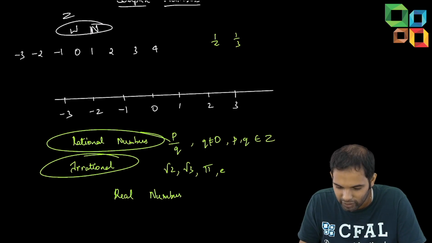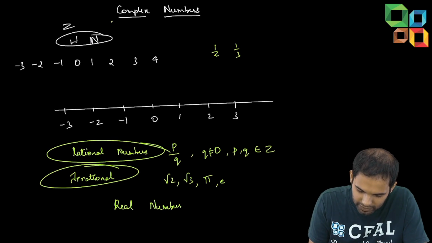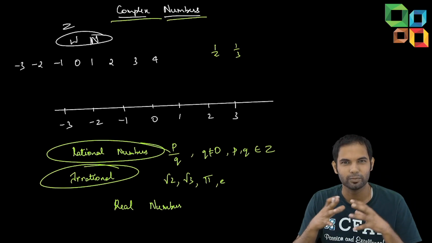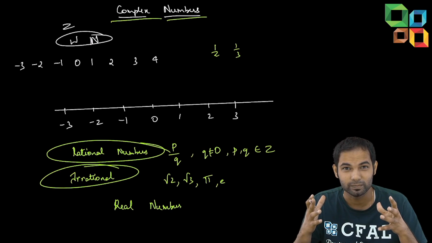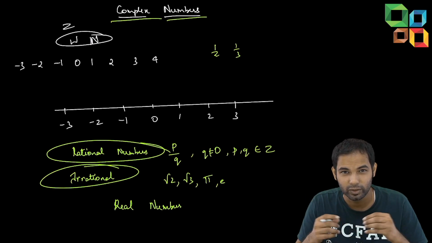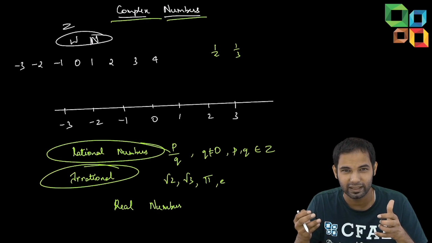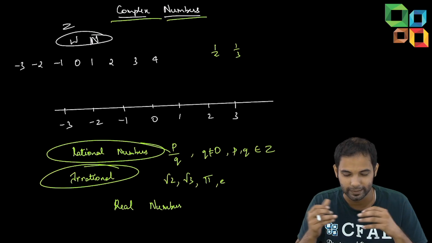Then we are trying to define something new here, something called complex numbers. How do complex numbers fit in? Or where do we find more numbers from? Because looking at a number line, at least we have taken care of each and every point we feel.